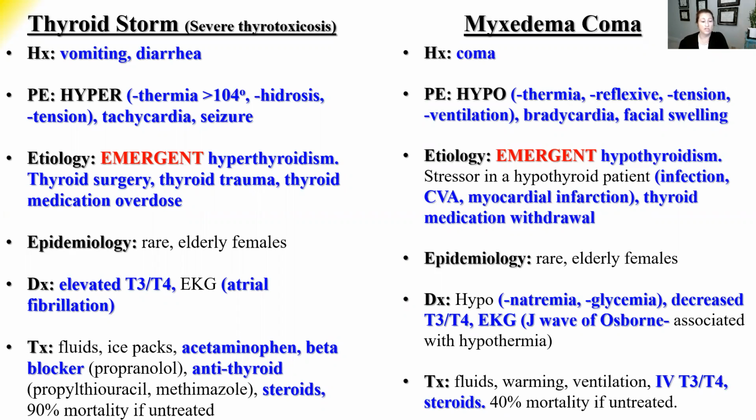This is going to be a low state. So hyponatremia, hypoglycemia, decreased T3, T4. And then on EKG, there's a specific finding. This may be a board question for you. The J wave of Osborne. This is non-specific to myxedema coma, but it's associated with somebody who has severe hypothermia. For this patient, we want to bring everything back up. So fluids, passive rewarming, ventilation, IV T3, T4, and steroids. This one has a 40% mortality if untreated.